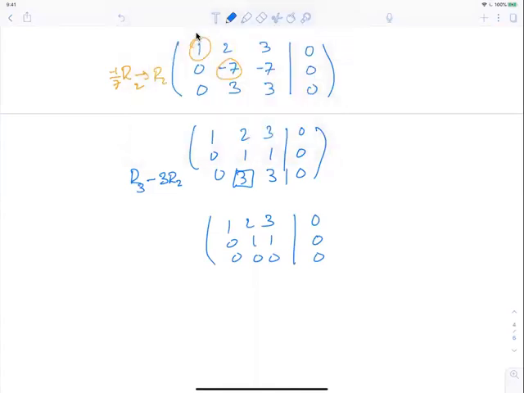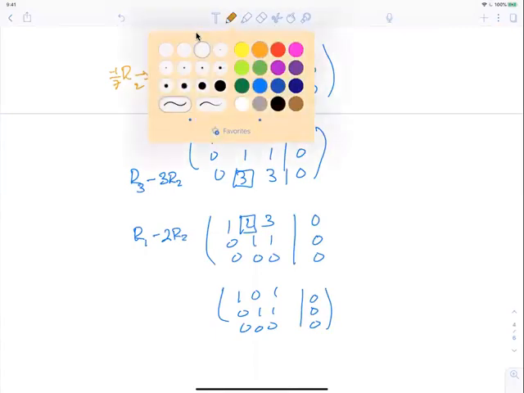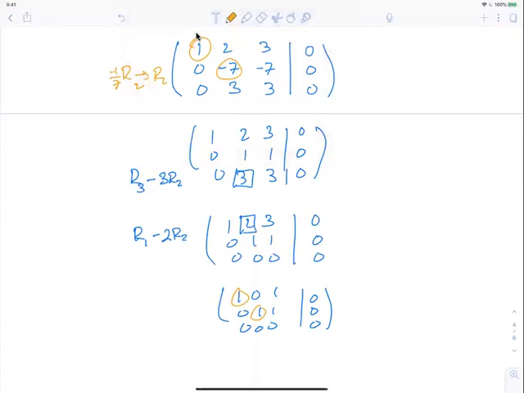And I guess to make it fully complete, we also need to do that one. So that's row 1 minus 2 row 2. All right, and so now we're done. We have those two leading positions. We have a nice staircase pattern, but we also missed this column right here. That column missed a pivot.